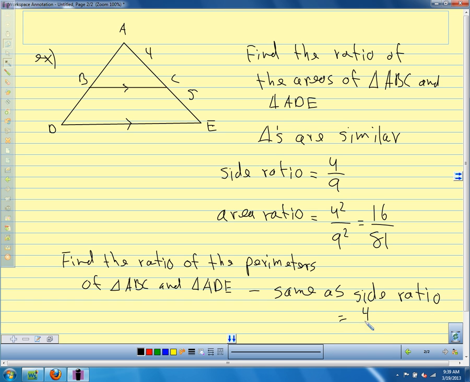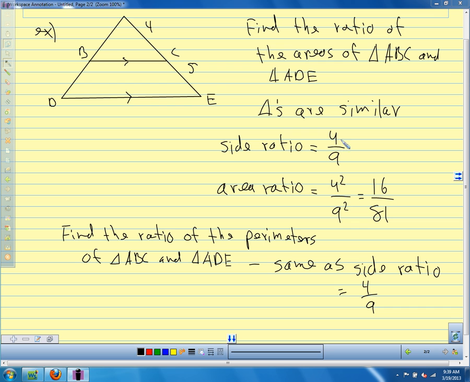And that equals 4 over 9. So any length ratio between similar figures is going to be the same. I know the ratio of the sides, the ratio of the perimeter is going to be 4 over 9, the ratio of the heights of the triangles will be 4 over 9, the ratio of the medians of the triangles is going to be 4 over 9, any length ratio is going to be 4 over 9.